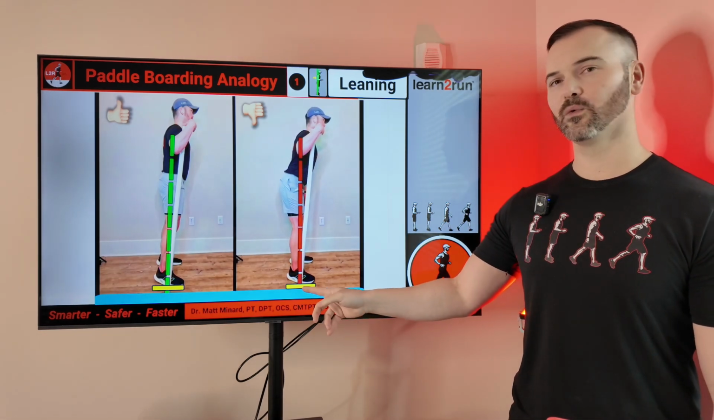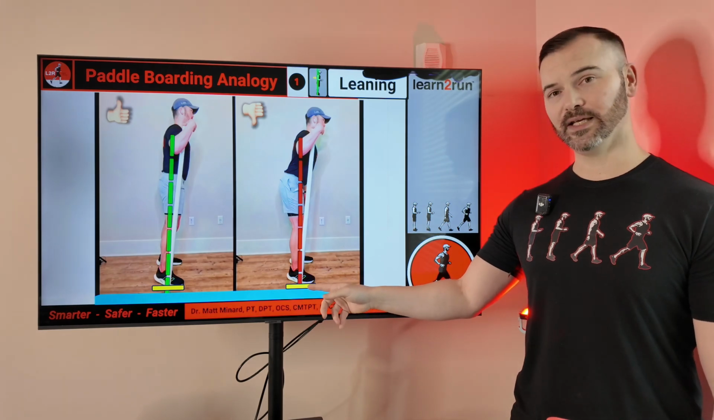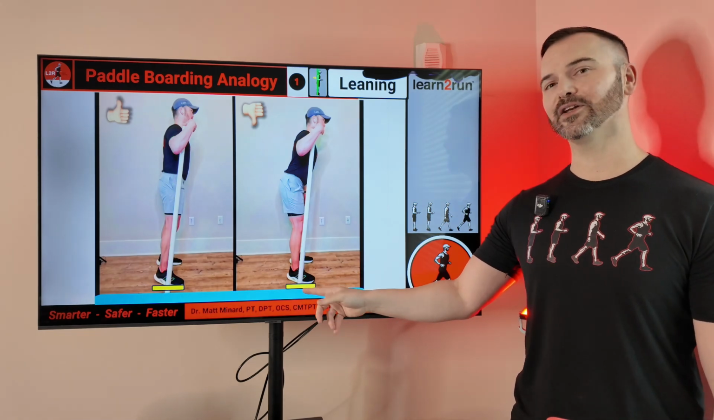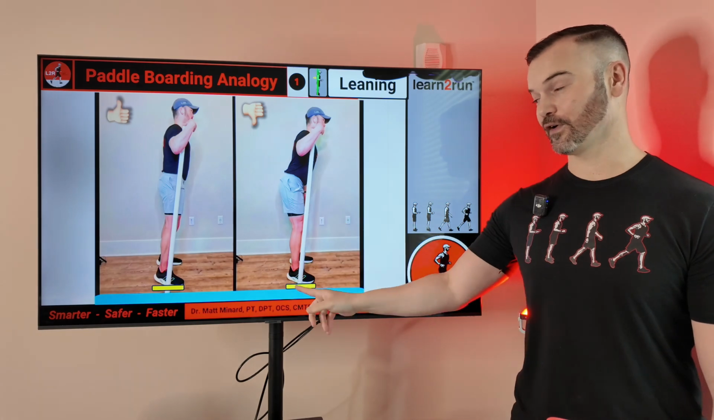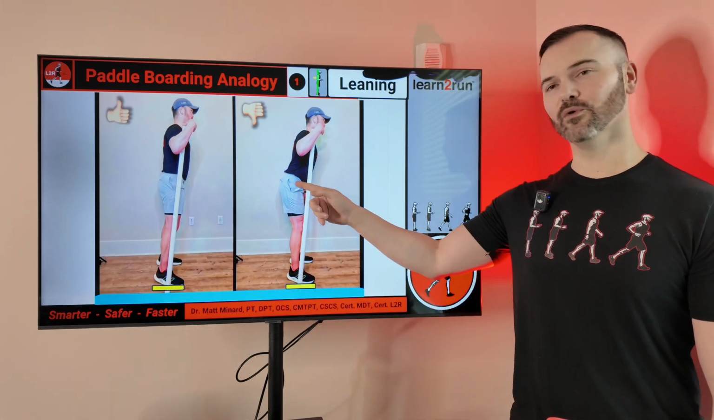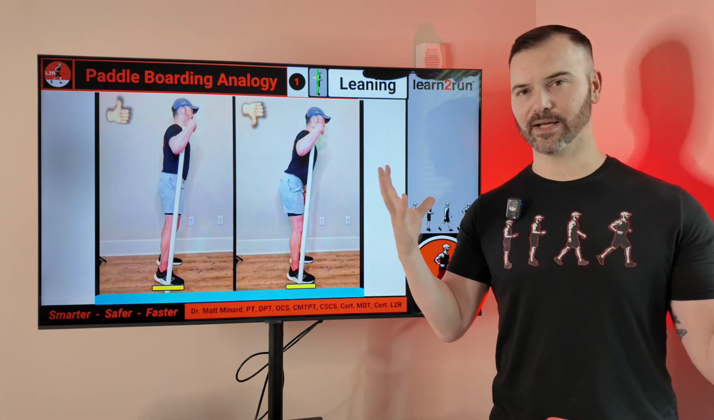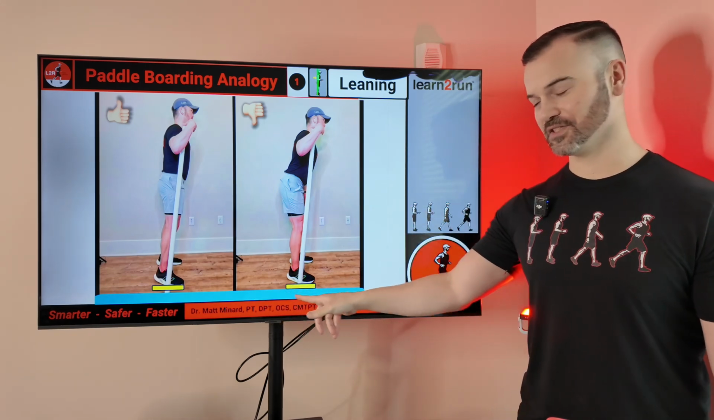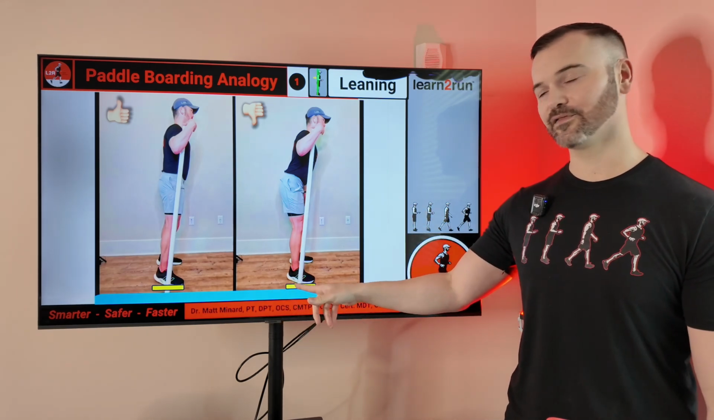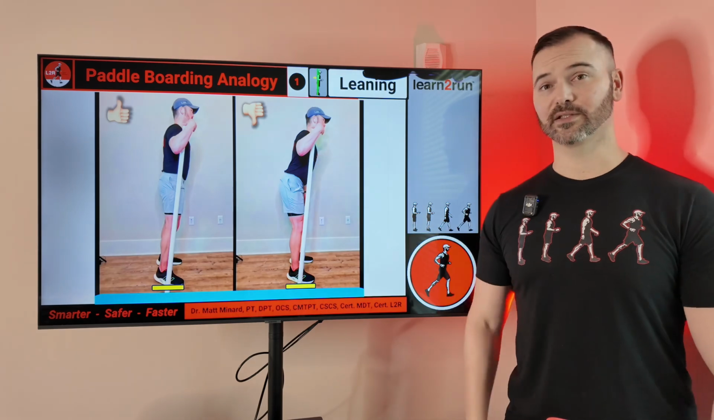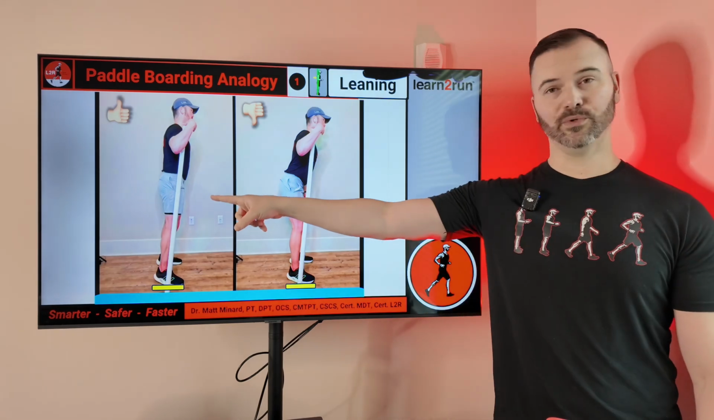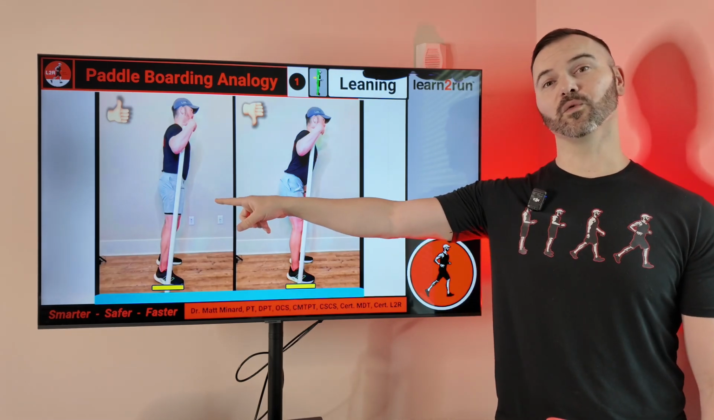Versus here, why do I do this? Am I leaning? Yes, but what am I not doing? I'm not leaning from the ankles, and the reason for it is it's all protective mechanism. Imagine now that this is the water and you're on a raft. If I had you do this out on the water, you wouldn't do that, right? You'd fall forward, you'd fall in the water.